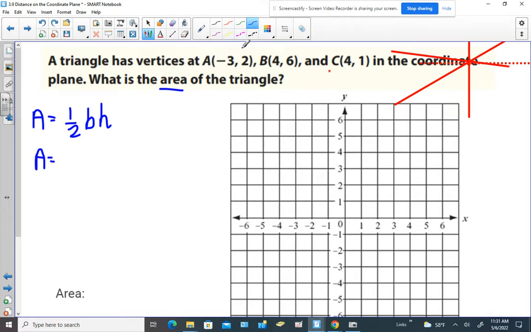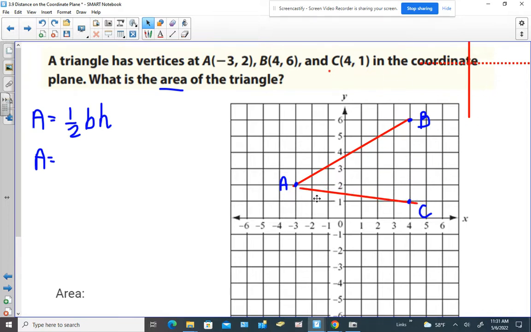All right, to visualize the triangle, let's plot the points that they give us. A, left 3 up 2. Left 3 up 2, let's make a dot and put the letter A. B, over 4 up 6. To the right 4 and up 6. Put a letter B next to it. And C, over 4 up 1. All right, now I'm going to connect the points here. Let's connect them.